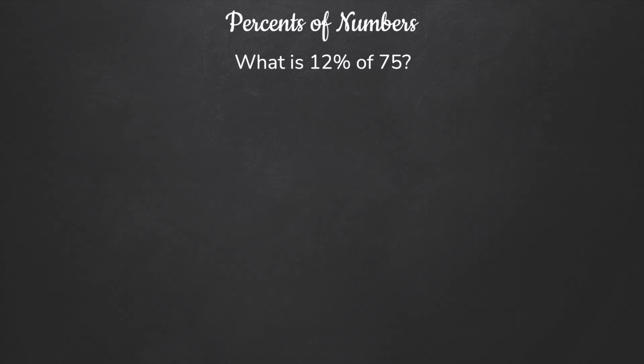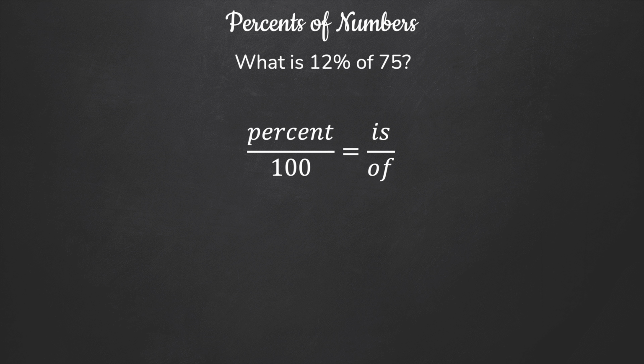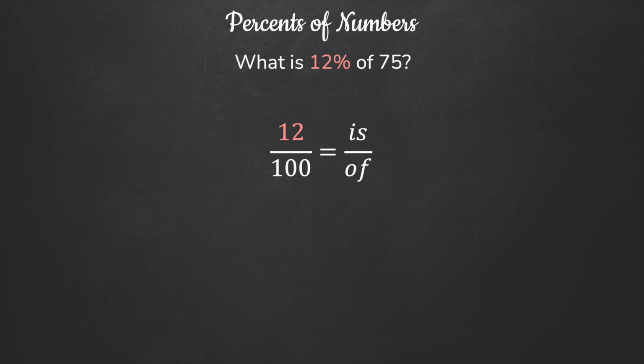Let's move on to our next example, which says, what is 12% of 75? So we're going to set up our proportion here, and because we have 12%, we're going to replace the word percent with 12. So here we have 12 out of 100, which makes sense because percentages are out of 100, so we have 12% here. Then we want to figure out what is 12% of 75. So 75 is our total, and we want to figure out what 12% of 75 is. So we're going to replace the denominator with 75.